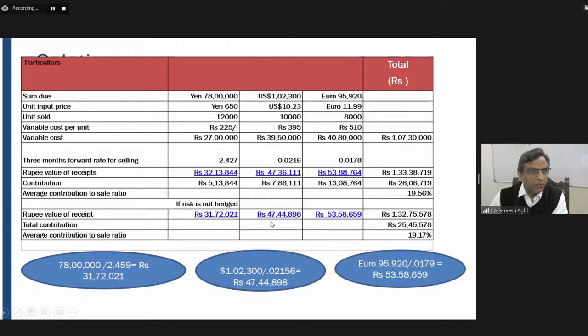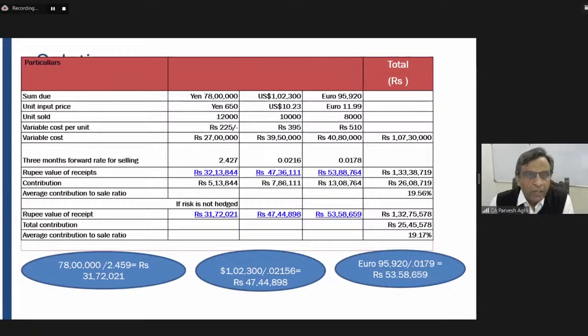So he is going to now receive 1 crore 32 lakhs. Earlier it was 1 crore 33 lakhs, now it is 1 crore 32 lakhs. So even without looking at the contribution to sales ratio, we can say that it is better to take a forward cover, because he is getting 1 crore 33 lakhs 38,719 instead of 1 crore 32 lakhs. So the whole exercise of calculating the average contribution to sales ratio would not have been required to find out what we should be doing.